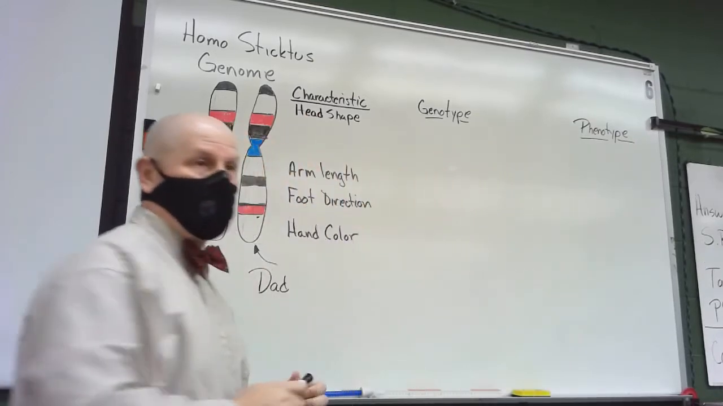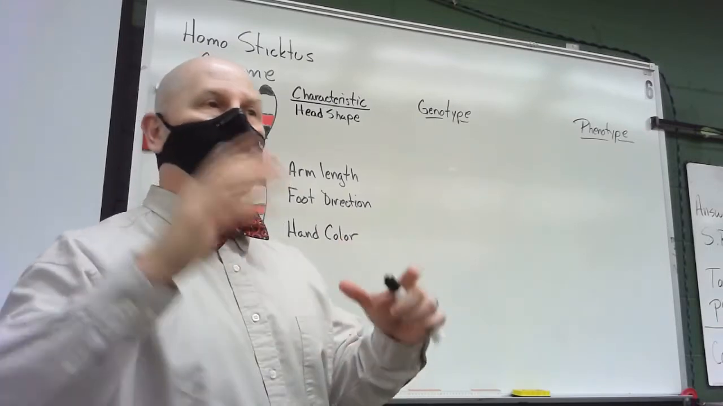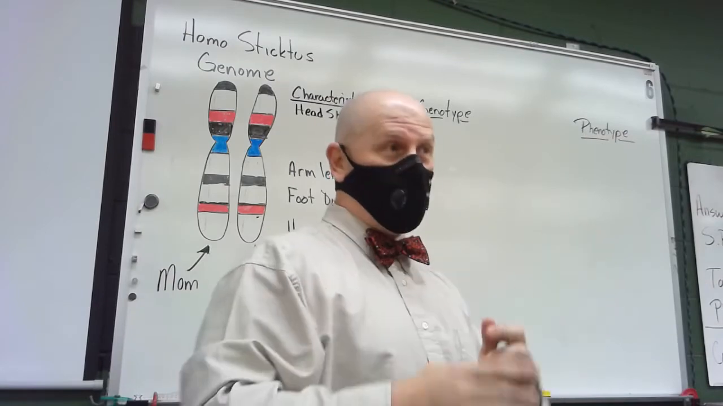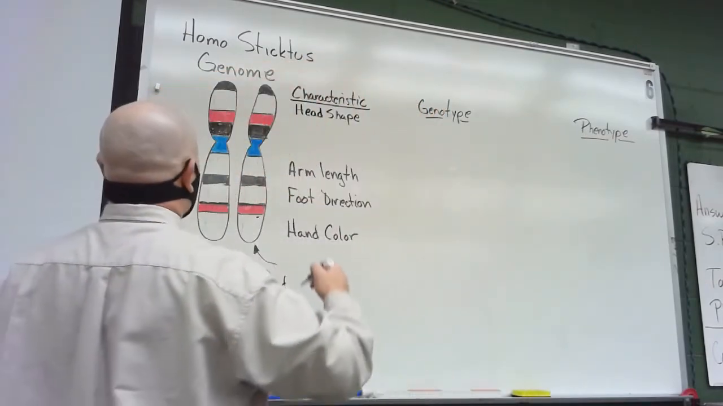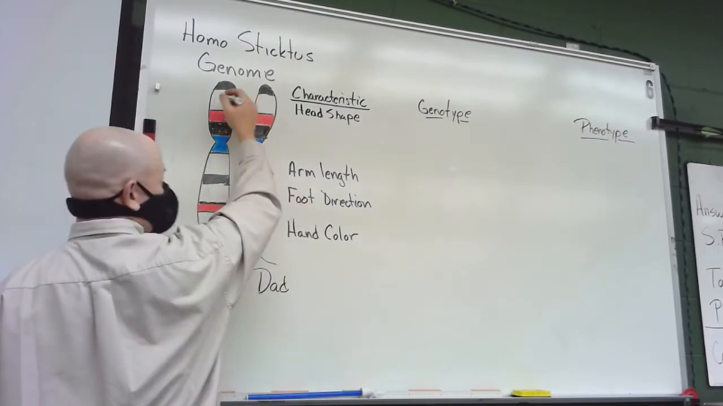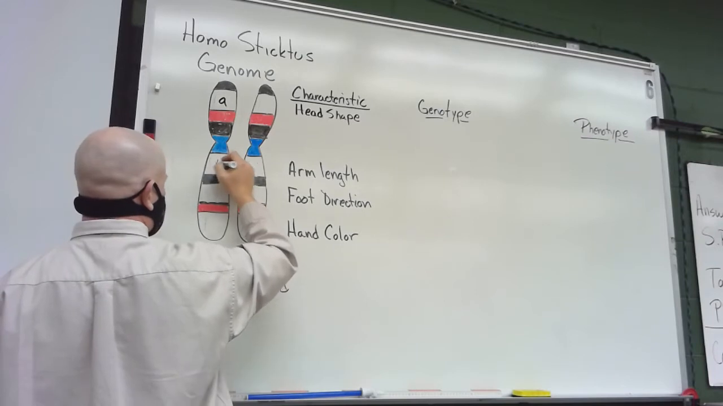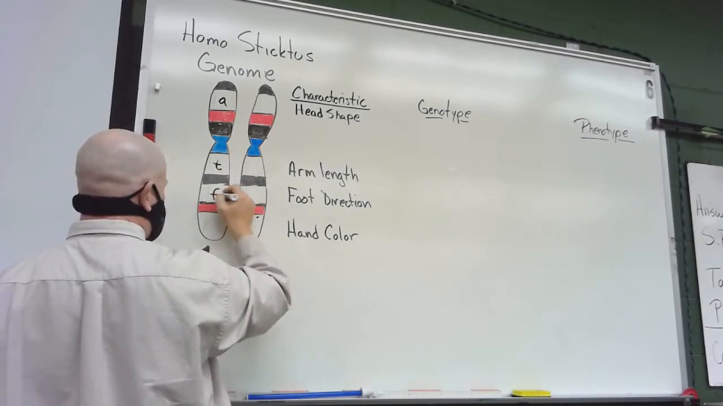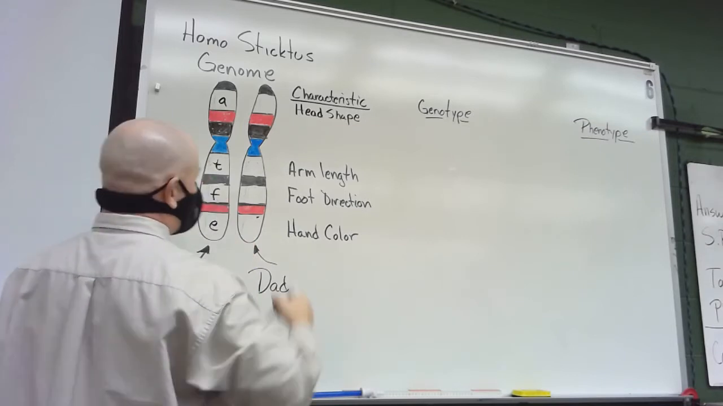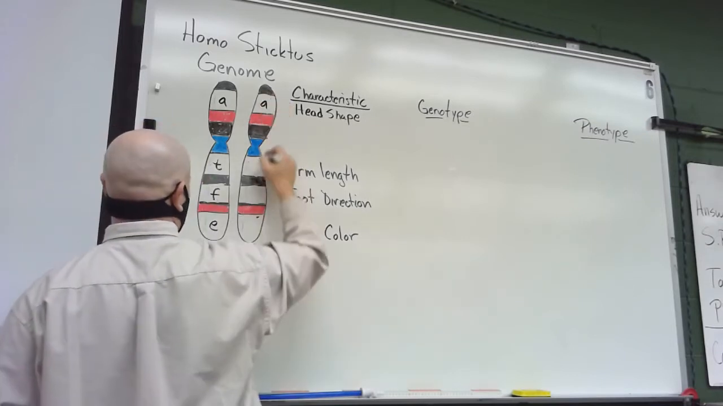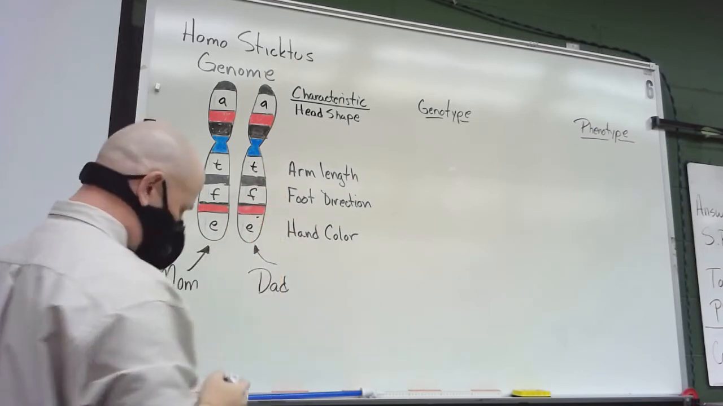This time, because the law of independent assortment and that process in meiosis of crossing over means that we can change those instructions a little bit. This time, mom, Mrs. Sticktus, she brings a little a, little t, a little f, and a little e. Dad, well, dad brings a little a, little t, a little f, and a little e.